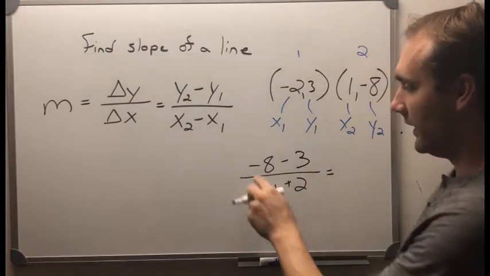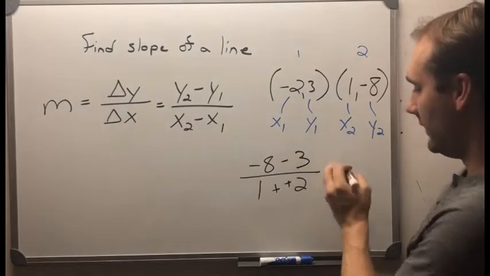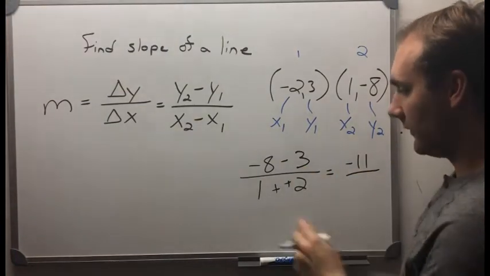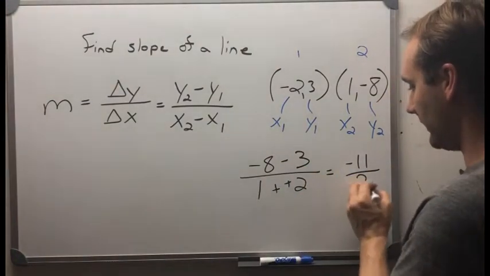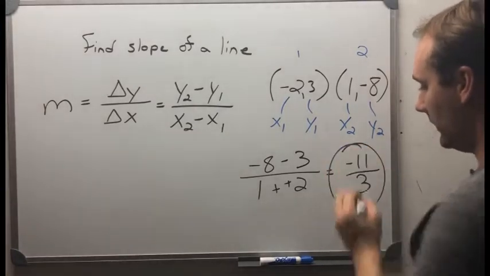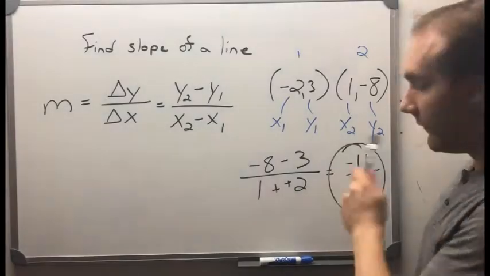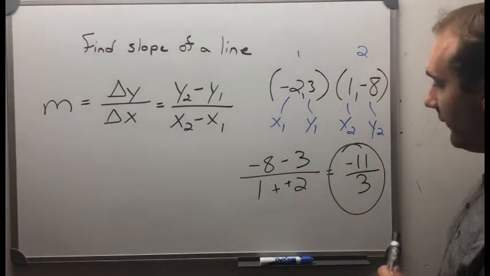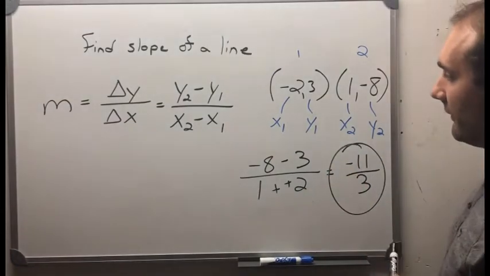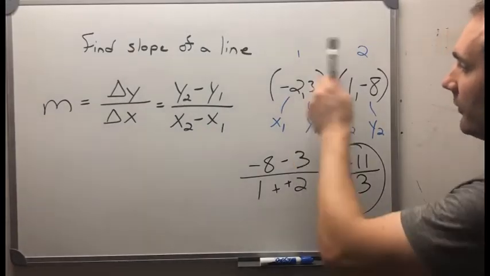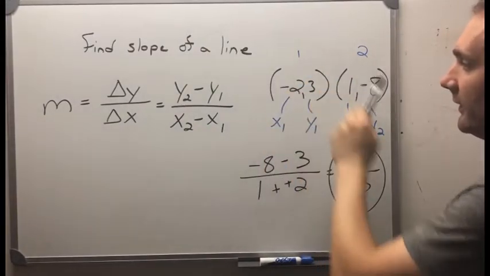So what does this equal? Negative 8 minus 3 is negative 11, all over 1 plus 2, which is 3. So my slope is negative 11 thirds. Now, usually you would simplify this, but this can't be simplified any further. So my slope will be negative 11 over 3. That will be the slope with these points on that line.